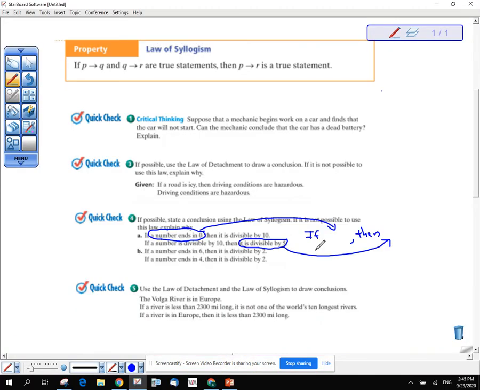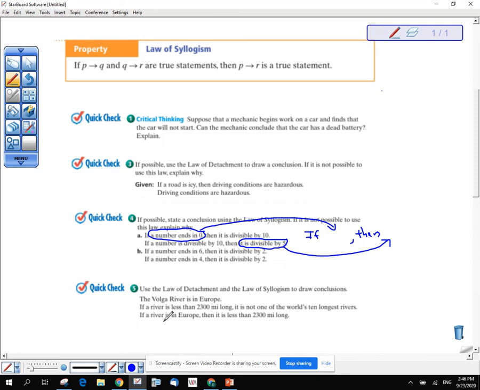Lastly, think about this last one here. The Volga River is in Europe. If a river is less than 2,300 miles long, it is not one of the world's 10 longest rivers. If a river is in Europe, then it is less than 2,300 miles long. Okay, I bring this up because this will happen in your homework. And basically, if it doesn't make sense to you, try reading them in a different order. This information was given to us in a different order than the Paul working as a night watchman at the circus example. Try reading them in a different order like this.